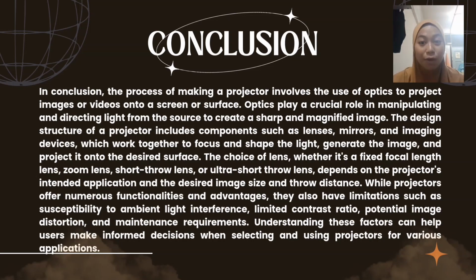The choice of lens, whether it's a fixed focal length lens, zoom lens, short throw lens, or ultra short throw lens, depends on the projector, intended application, and the desired image size and throw distance. While projectors offer numerous functionalities and advantages, they also have limitations such as susceptibility to ambient light interference, limited contrast ratio, potential image distortion, and maintenance requirements. Understanding these factors can help users make informed decisions when selecting and using projectors for various applications.